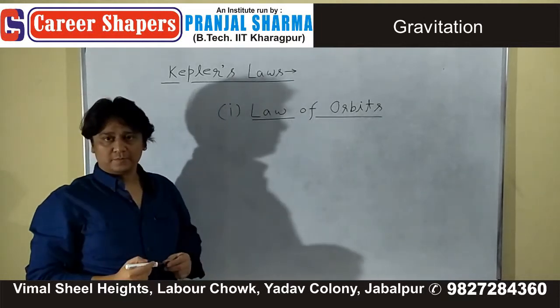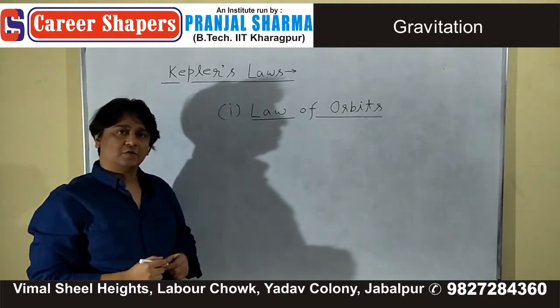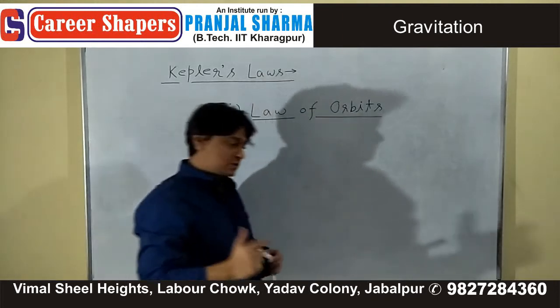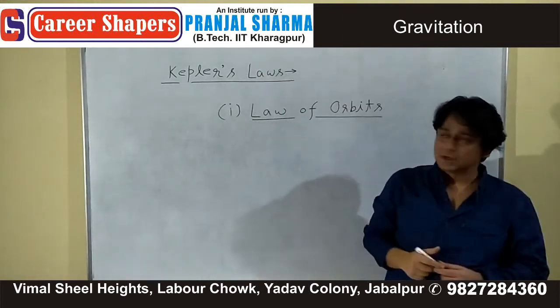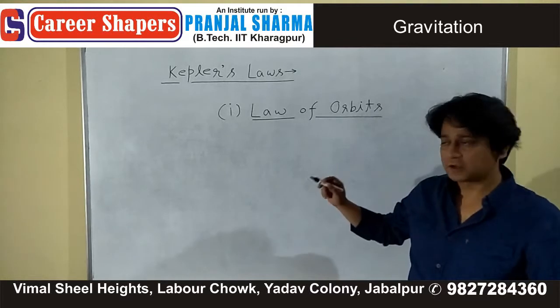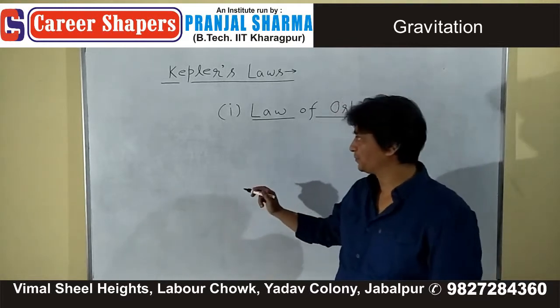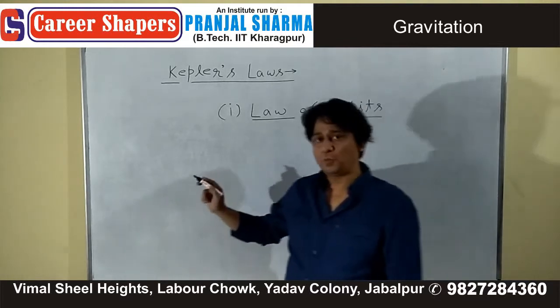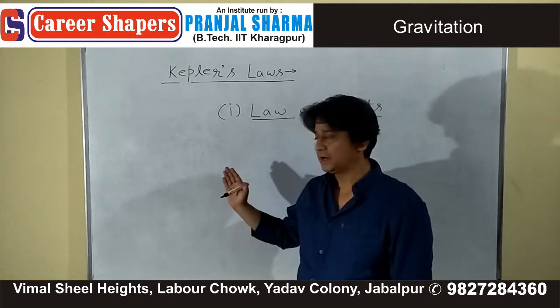According to this law, all the planets move in elliptical orbits around the Sun with the Sun at one of the foci. Now, what is an ellipse first? Let's go into that.